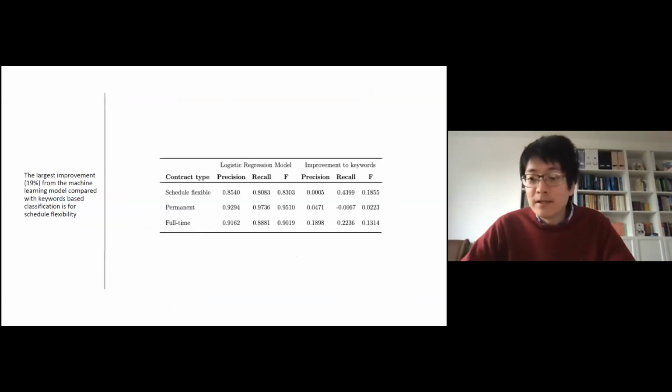These were just example job ads that related to schedule flexibility. We benchmark our machine learning model against a keywords-based model, where we use the keywords that the machine learning algorithm highlights. But the benefit of using the logistic regression model is that it not only has positive keywords, it has negative keywords. By using both the words that indicate the flag is not present and the words that indicate the flag is present, we're able to improve our measures of three categories: permanent, full-time, and schedule flexibility. The biggest difference is for schedule flexibility, which is roughly an 18% improvement of our machine learning model over the benchmark keyword-based model.